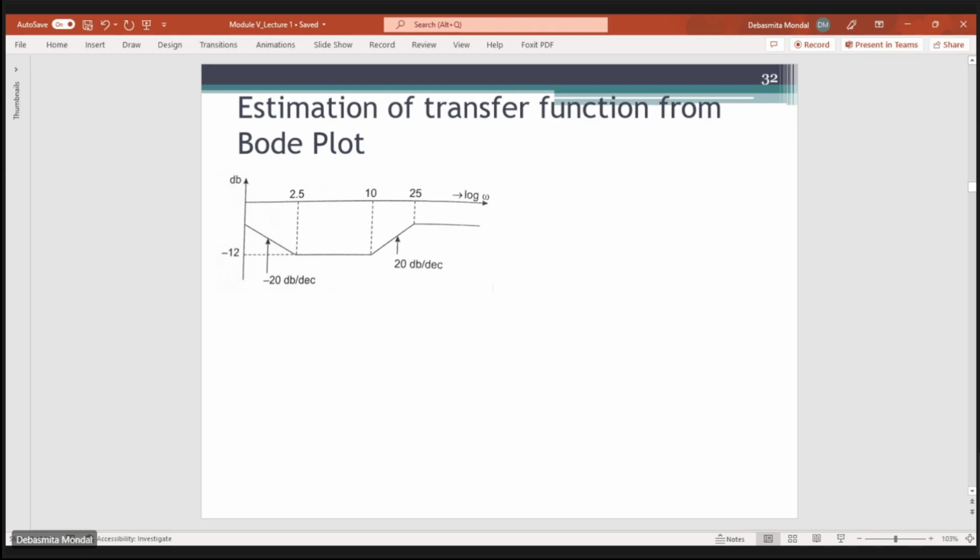Now let's see, if you have a Bode diagram like this, an asymptotic plot of the Bode diagram is given by this. Here you see there is a slope change over here, and these three are the corner frequencies. One corner frequency is 2.5, where there is a slope change. Then at omega 2 equals 10 there is another slope change, and at omega 3 equals 25 we have another. These are the three corner frequencies of my system. This point is given as minus 12, and this is the 0 dB point.